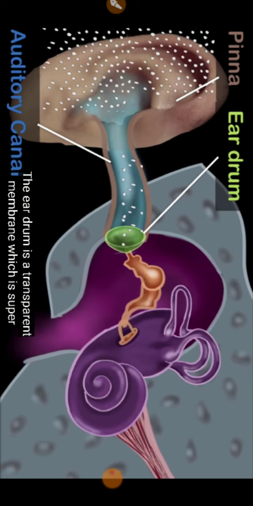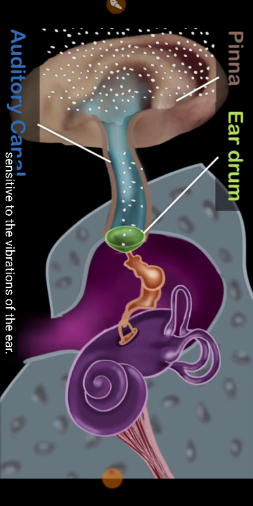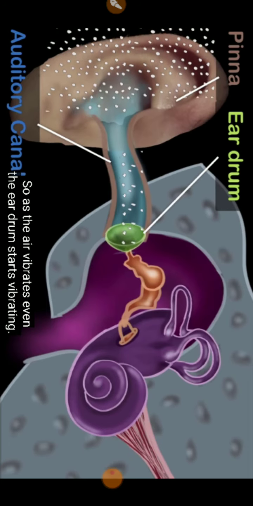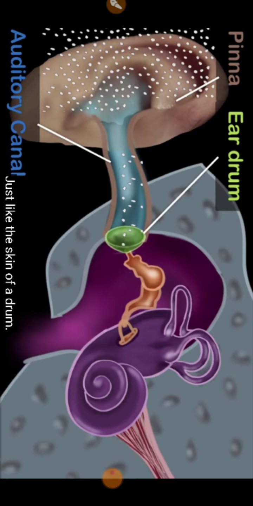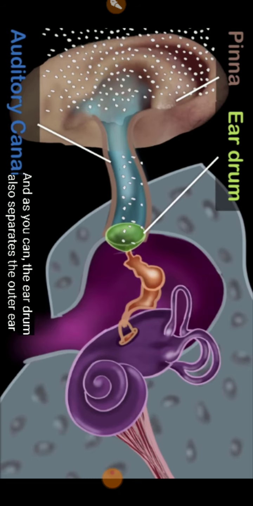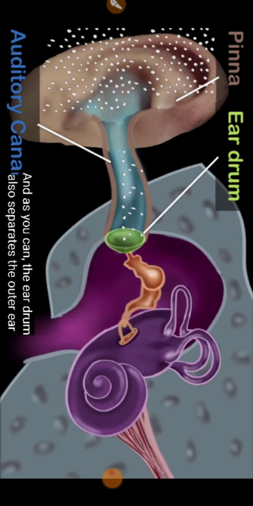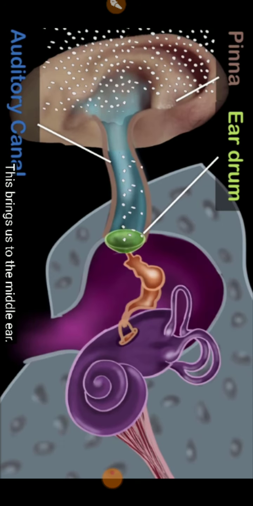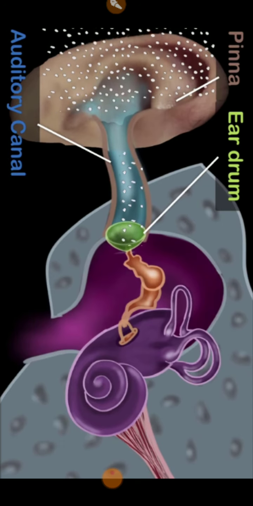What is the eardrum? As I have told you, the transparent and elastic membrane. Because it is elastic, it can vibrate, right? Just like the skin of a drum. So the eardrum separates the outer ear and the middle ear. Okay, so now we are in the middle ear.